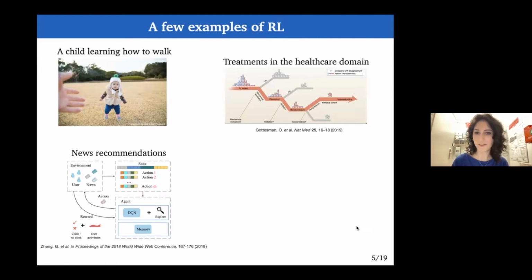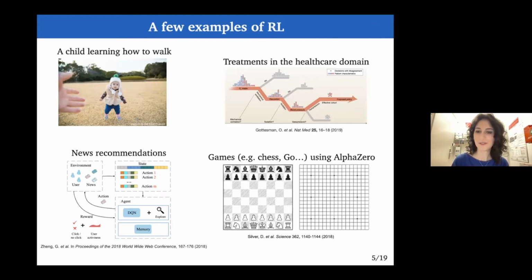Or, I'm sure you've heard of this, it's also used a lot in games, in computer games. And it's actually very interesting. I'm sure you've heard of AlphaGo, the game of Go, where reinforcement learning was used to beat human players. In the case of AlphaGo, it was a combination of supervised learning and reinforcement learning. And then later on, another algorithm was developed, AlphaZero, which uses reinforcement learning in the games of chess, Go, and so on. All right, these are just a few examples of where reinforcement learning is used and can be used.